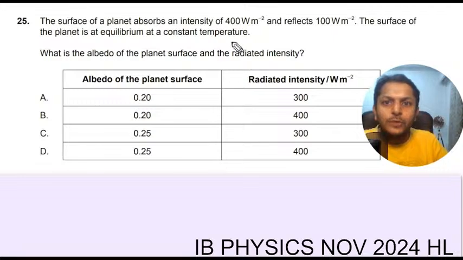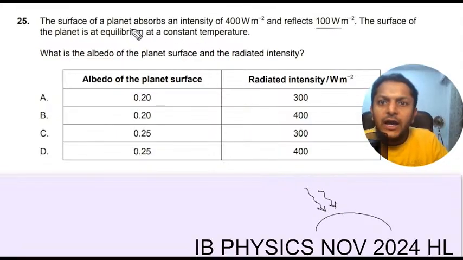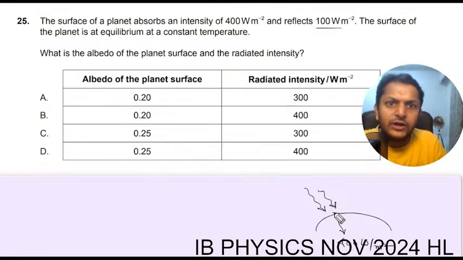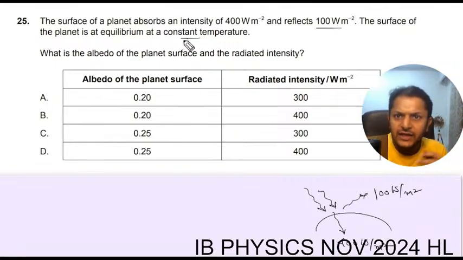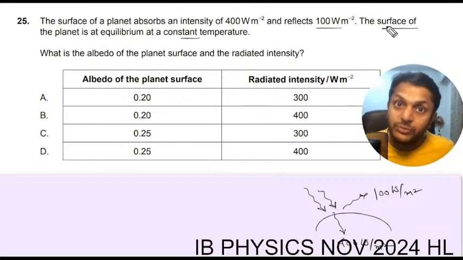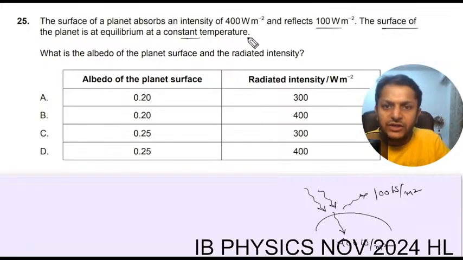25. The surface of the planet absorbs an intensity of 400 and reflects 100. So let's say this is the planet. Some energy is falling on it, and it absorbs the intensity of 400 watt per meter square and reflects the energy of 100 watt per meter square. The surface of the planet is at equilibrium at a constant temperature, because that is the condition of equilibrium, that the total heat which is absorbed by Earth will be given out by Earth. Otherwise, the temperature of the Earth will increase. So they have just given you the condition in the second statement.